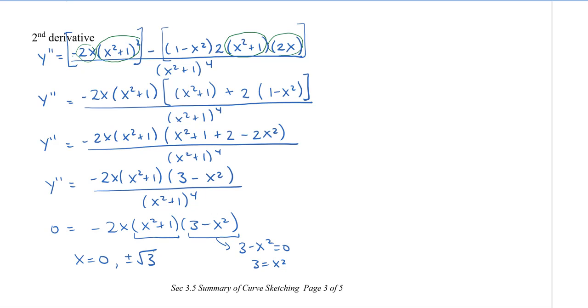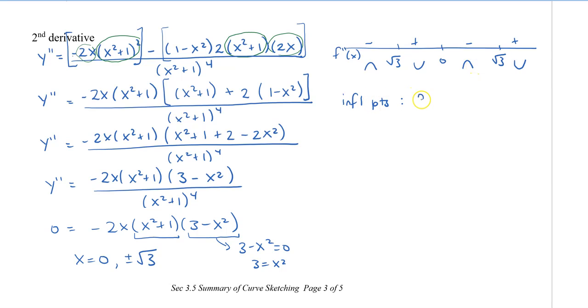All right, so we're going to draw our number line. Plot 0 in the middle, negative root 3, positive root 3. And we're going to plug all of these numbers into our second derivative. So we're going to choose 4 numbers this time. And when I do that, I get negative, positive, negative, positive, which means concave down, concave up, concave down, and then concave up. There are 3 inflection points.